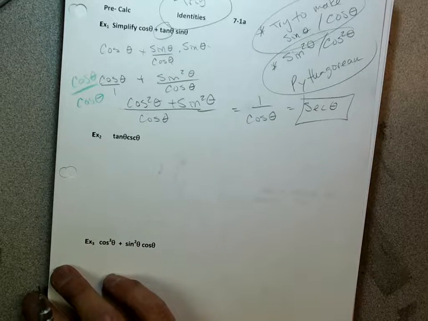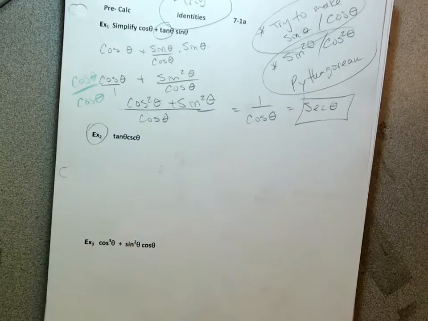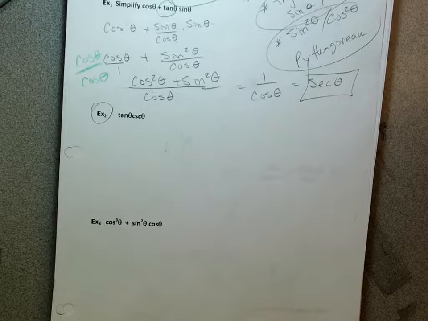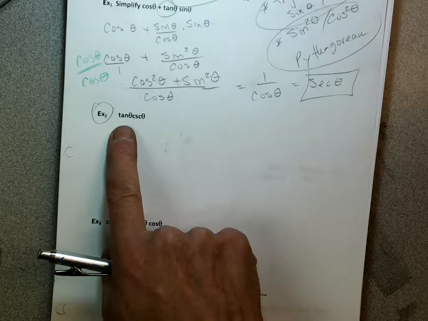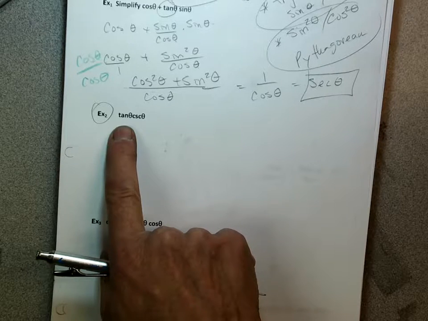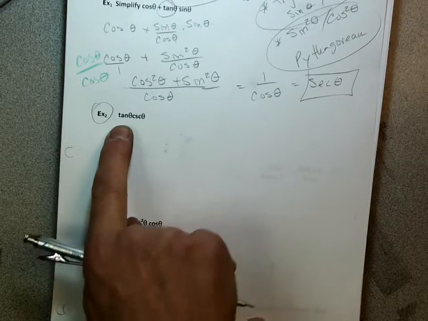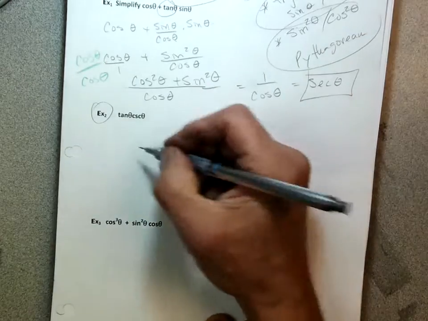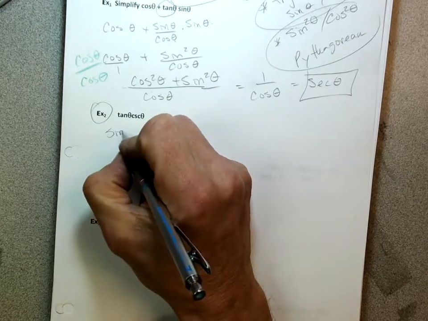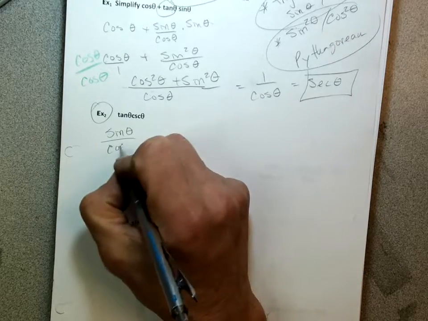All right, example 2. Let's see if we can do example 2. Right off the bat, let's try and change things into sines and cosines. Simon, you asked a really good question. You said, what happened to the tangent? What do we know about tangent? It's equal to sine over cosine. Let's change tangent into sine theta over cosine theta.